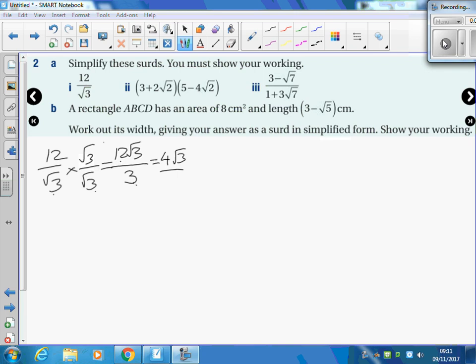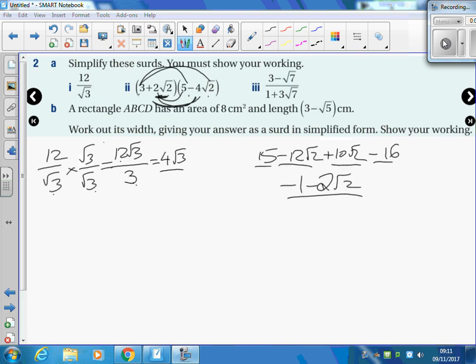For part 2, we're multiplying out this bracket. First bit's easy, just 3 times 5 makes 15. And then I've got 3 lots of 4 root 2, which is 12 root 2's, and it's minus because of the sign here. Now let's continue. We've got this bit here, which is 10 root 2's, and the more complicated one then. So I've got 2 times 4 is 8, and root 2 times root 2 is 2. 8 times 2 is 16, and taking away 16 there. Looking at the numbers, I've got 15 take away 16, which is minus 1. Looking at the root 2's, minus 12, add 10 is minus 2 root 2's.